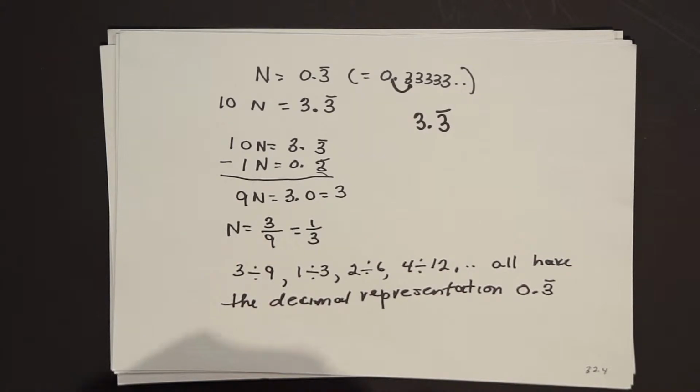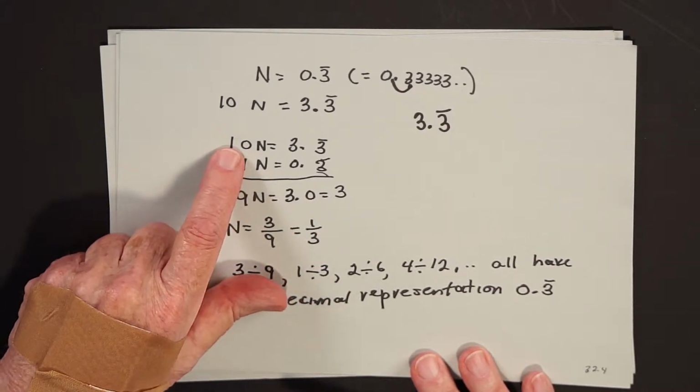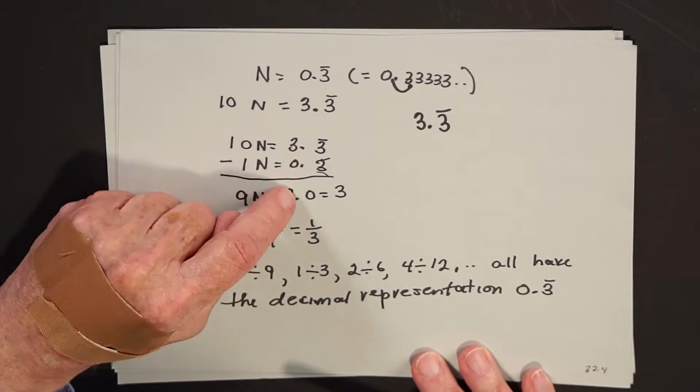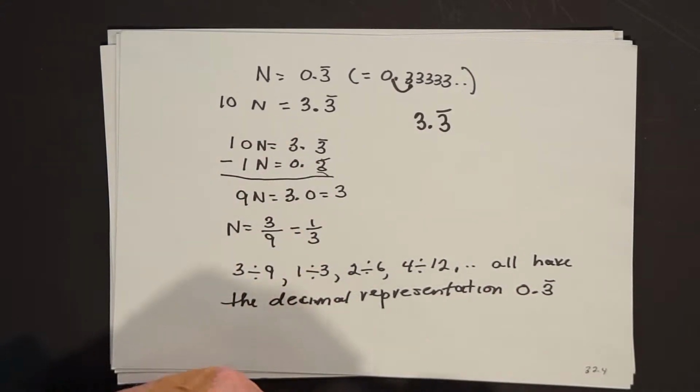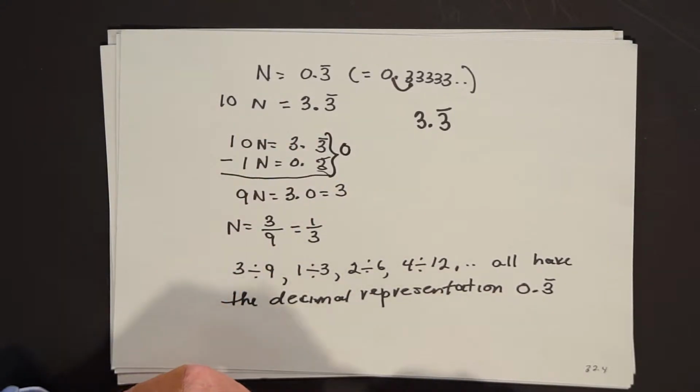Here's the strategy. If I now subtract n, namely 1n, from 10n, look what happens. 0 from 3 is 3. What's happened to the decimal part? Well, because they're exactly the same, that drops out and becomes 0.